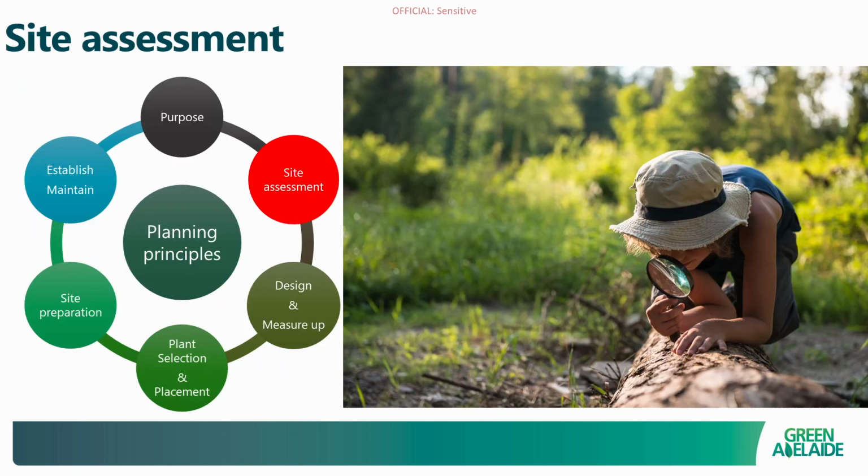The next planning principle is site assessment. So think about what currently is at your site. Are there any components that you may need to change? Are there any things that you can make use of? So for example, vegetation. Do you have any plants on the site? Are they local plants, as in are they local native plants, or are they exotic plants?